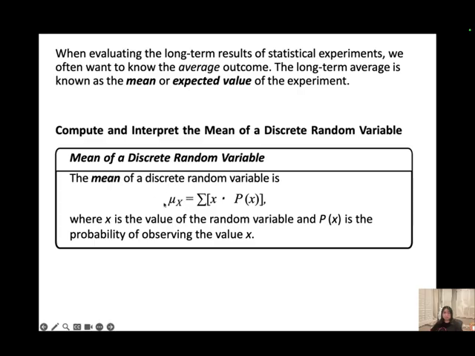First, the notation. For the probability distribution, we put mu of X, equals the summation of X times P of X, and then add it all up together. X is the value of the random variable. P of X is the probability of observing the value X. I need you to know how to work on it using the formula, and also using your calculator.